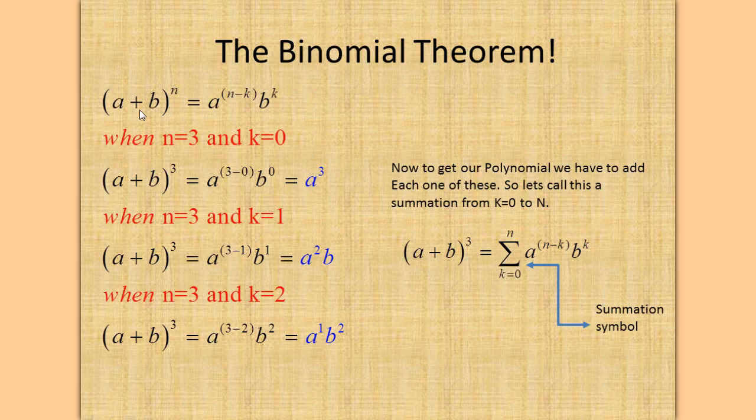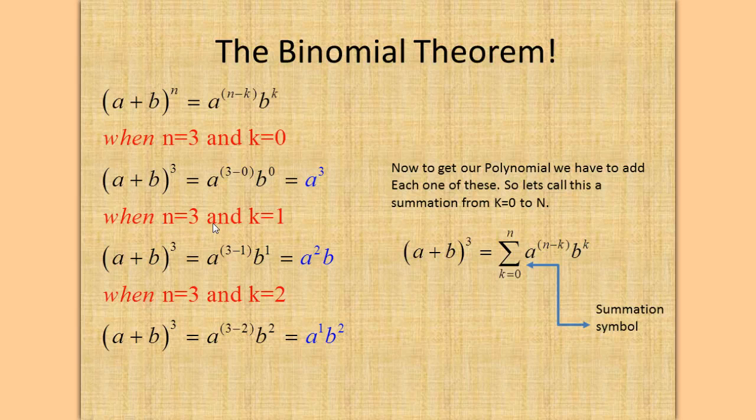So here's our function again, a plus b raised to the power of n, and we say we're going to let that equal a raised to the power of n minus k times b to the k. So when n equals 3, which is right there, and k equals 0, a is equal to 3 minus 0, n minus k is 0, times b to the 0. Well, if we put b to the 0 as 1, right? Okay, 3 minus 0 is 3, so that gives us a cubed.